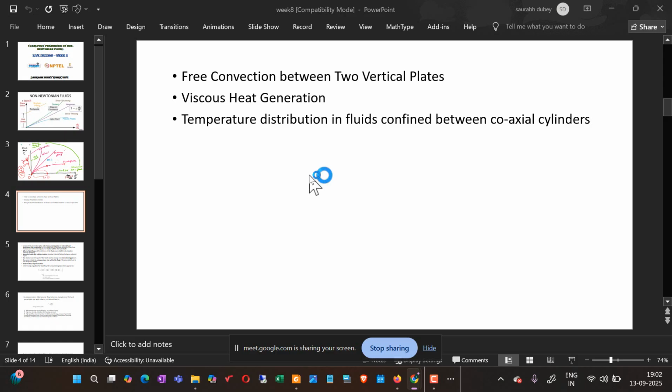So this was the last lecture of the week, where you were explained about the effect of curvature, when the gap between the two cylinders is still small, but not very small, so that the ratio of the inner cylinder radius to the outer cylinder radius is not very close to one. Rather, it is somewhere in between, right?